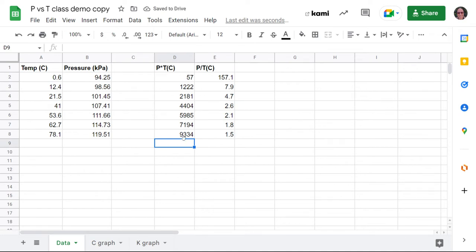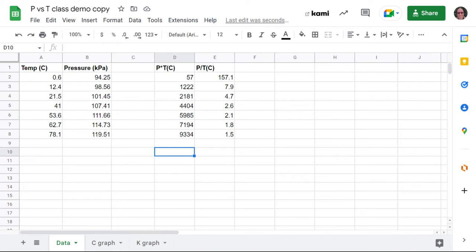So now that we have our data, we're going to think about it. And in our previous labs, in pressure versus volume, we saw that pressure times volume was a constant. And so we said since pressure times volume was a constant, the pressure times the volume at one point was equal to the pressure times the volume at a second point. Well, I think it's pretty clear here that this is not a constant because 57 and 9,000 are not the same number.